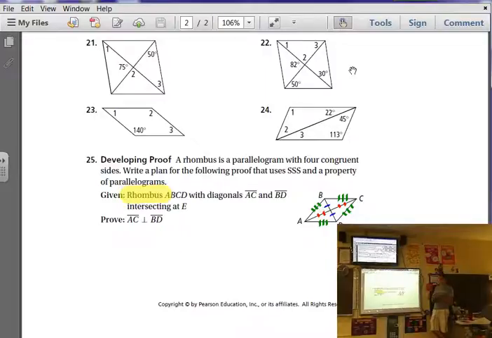And from there, it says, and a property of parallelograms. But I wonder if the property of parallelograms they wanted was that they bisect. Let's say that's one of the theorems, the fact that they bisect. But that still doesn't prove that they're perpendicular. We've got congruent triangles, great.